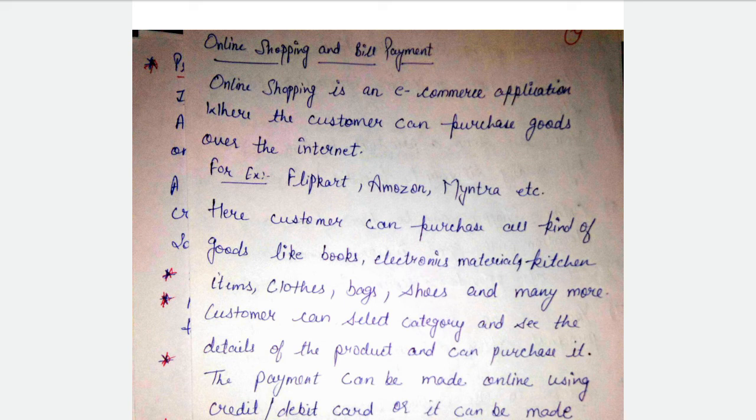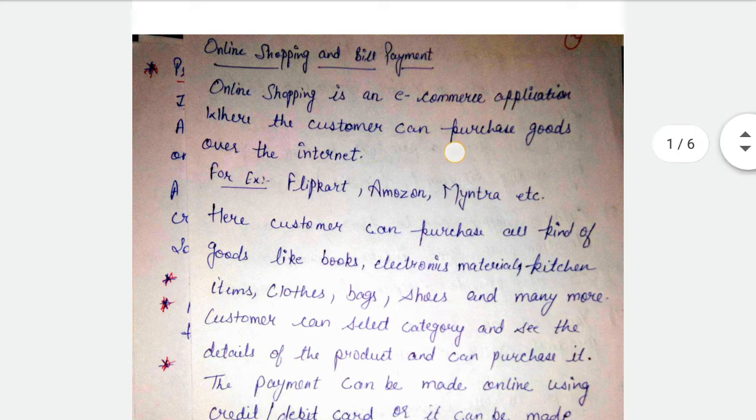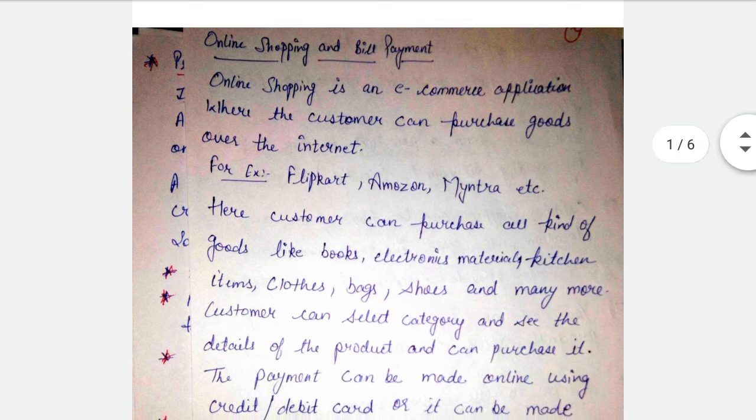So in the previous video I discussed how we can book tickets or do reservations online. Now it is all about how we do online shopping and how we pay the bill for that. So let us start. Online shopping is an e-commerce application. We call these applications e-commerce applications where the customer can purchase goods over the internet. Okay, means we can purchase goods on the internet.